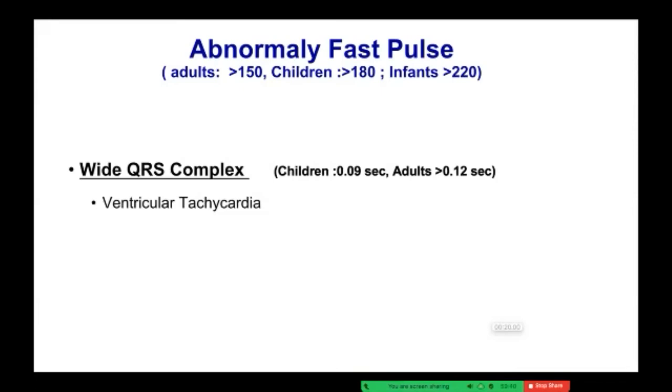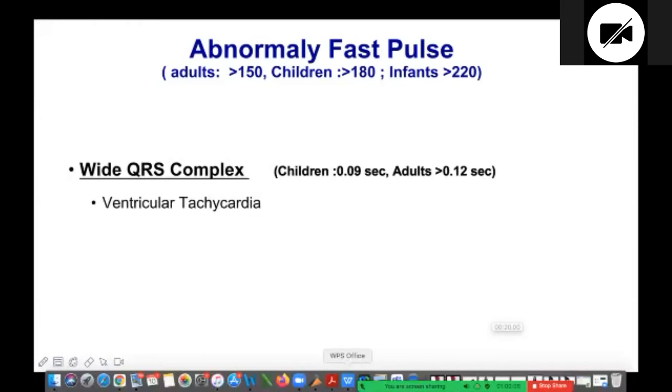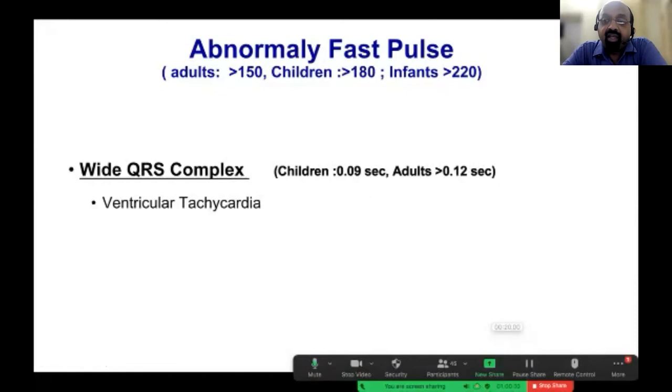Then when there is a tachyarrhythmia, you look at the QRS complex. In a child, if it is more than 0.09 seconds, that is more than two small squares, one small square being 0.04, then we'll call it a wide QRS, okay? In adults, it is more than three. In children, it is more than two small squares.